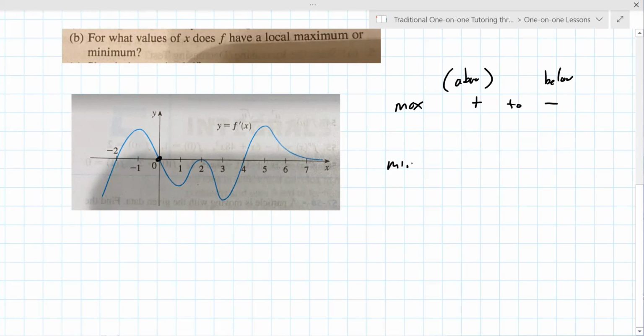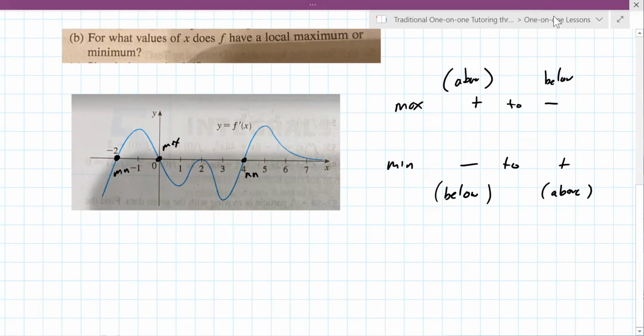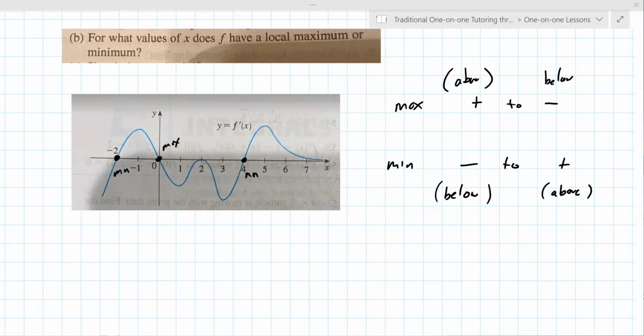A min is when it goes from minus to plus, below to above. There's actually quite a few more of those. So that's a max. Here's a min because it goes from below to above. These are just definitions. Nothing there because it actually doesn't change. But here it is a min because it goes from below to above. So it wouldn't be 5, wouldn't be the max.